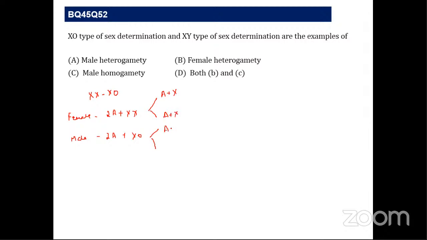Here A plus O, that means no X chromosome, and A plus X, right? So here we can clearly see that in case of males we are getting two different types of gametes. So male is heterogametic in this case.